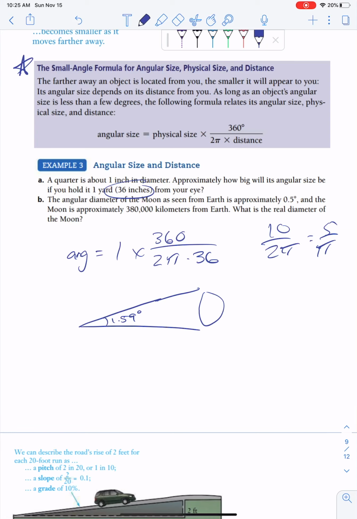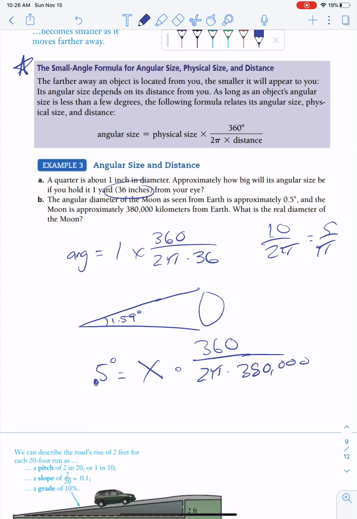The angular diameter of the moon is approximately 0.5 degrees. So the angular size is 0.5 degrees. And the moon is approximately 380,000 kilometers from Earth. What is the real diameter of the moon? Oh, that's a cool question. So I'm looking for the size of the moon. And I know 360 degrees, I know 2, I know pi, and it gives me the distance. Instead of giving me the size, it gives me the distance, and I'm trying to find the size.